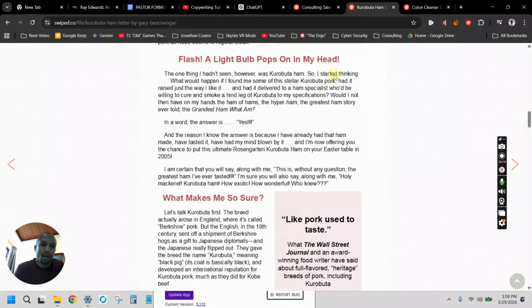And that's when a light bulb pops up over his head. "The one thing I hadn't seen, however, was Kurobuta ham." So he had a bit of an innovation moment there. The solution he's talking about: "So I started thinking, what would happen if I found me some of this stellar Kurobuta pork, had it raised just the way I like it, and had it delivered to a ham specialist who'd be willing to cure and smoke a hind leg of Kurobuta to my specifications? Would I not then have my hands on the ham of hams, the hyper ham, the greatest ham story ever told, the grandest ham? In a word, the answer is yes."